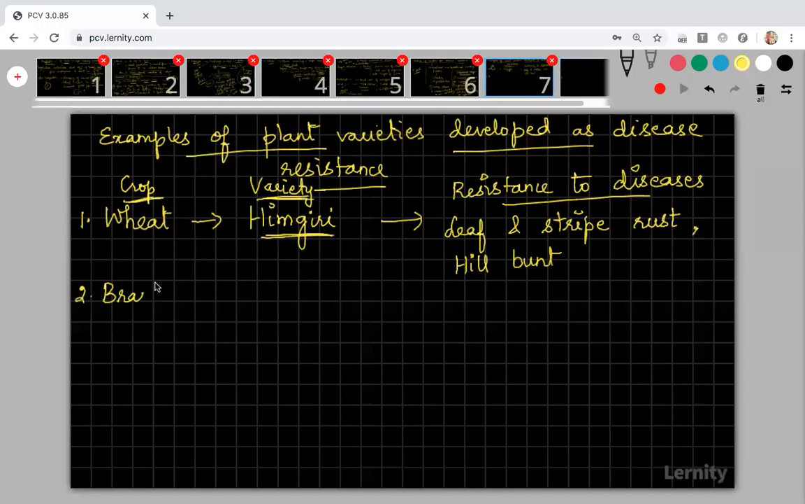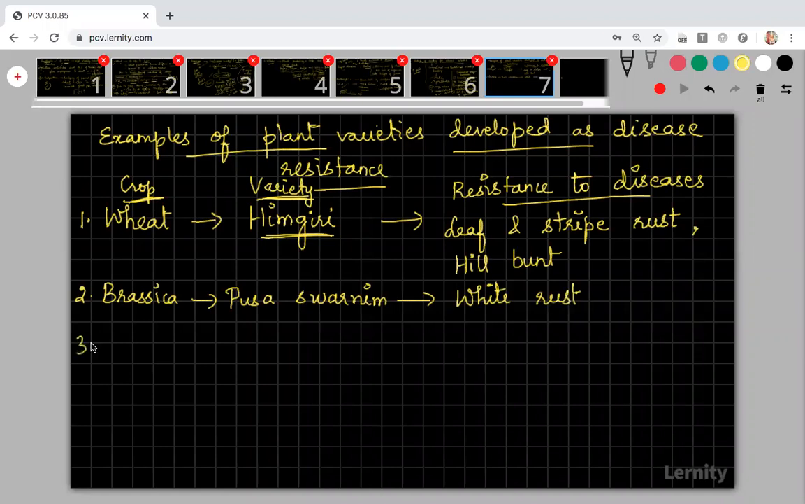Brassica crop plant, and the variety of Brassica crop plant, I already gave this as an example in your crop improvement method: Pusa Swarnam variety. This Pusa Swarnam variety is resistant to white rust disease.